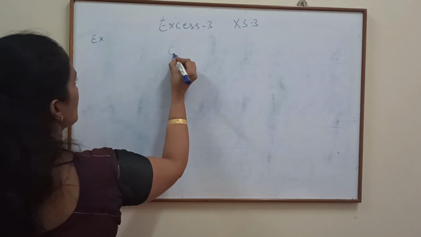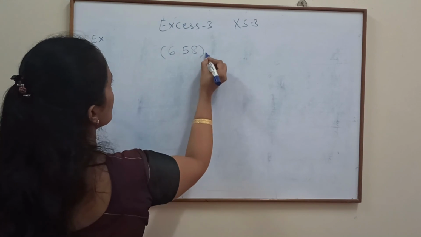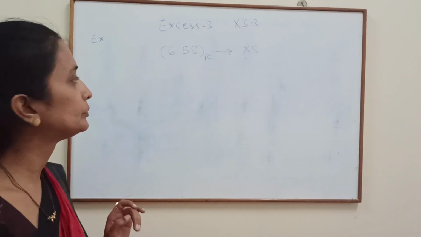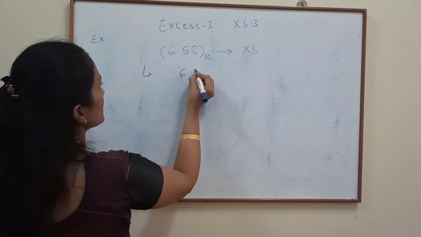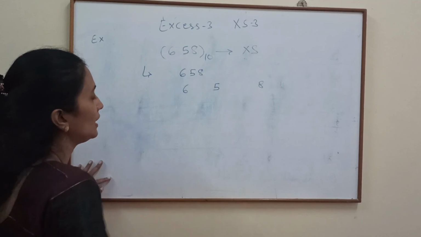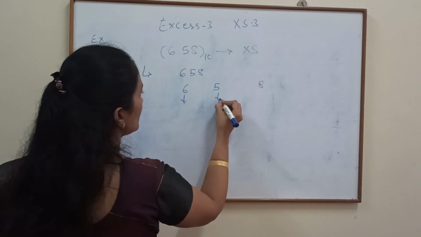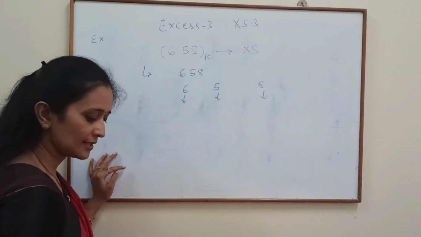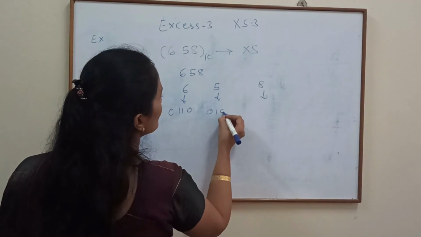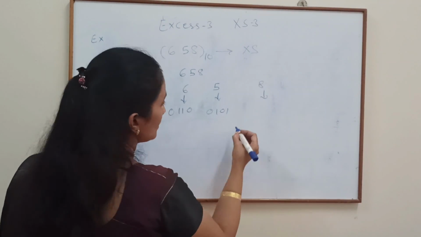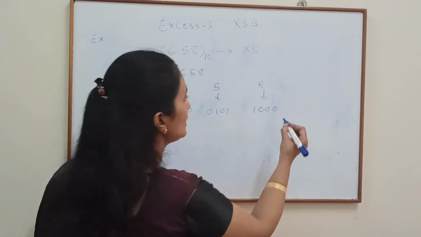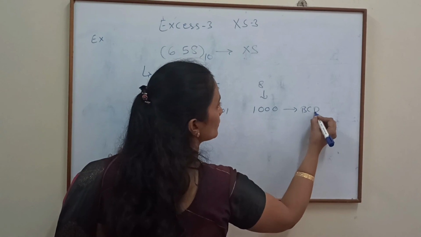Number 658, decimal number, and we have to convert it into XS value. Take down the number 658, separate the digits. Write the equivalent binary number for 658. 6 is 0110, 5 is 0101, and 8 is 1000. These are BCD values.